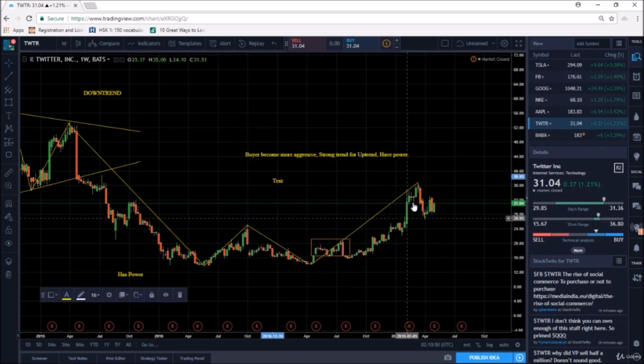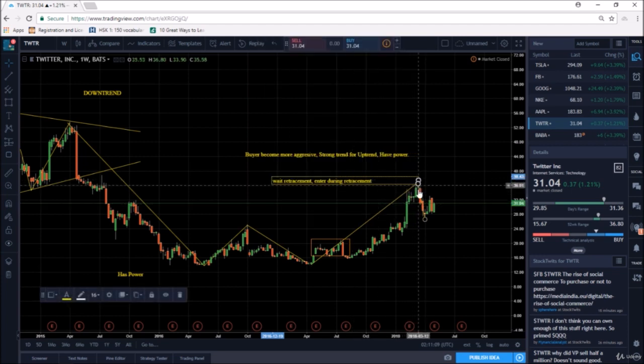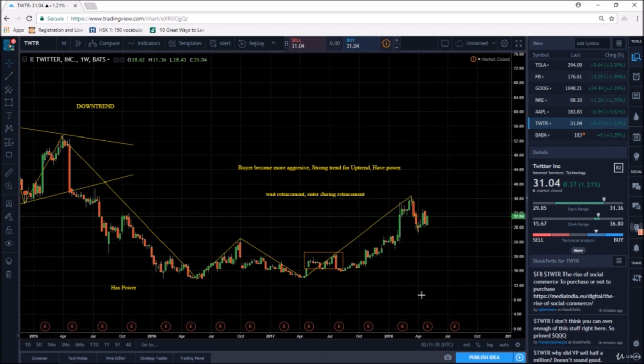After this, it goes downward in a retracement. So what you can do is wait for the retracement again and enter during the retracement. You are waiting for the price to go down and complete its retracement, and you want to get into the retracement at the lowest price possible. And this is where the stock has a confirmation that it has reversed upward, all right?